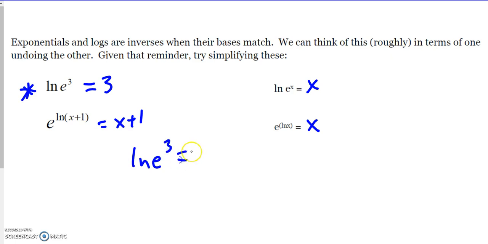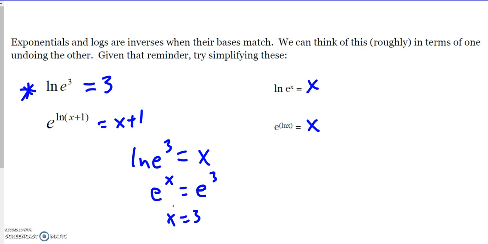If I set that equal to x and said solve for x, hopefully you would take a look at this and say, you know what, I'm going to rewrite this in exponential form. So I'm going to take ln, which is base e, so it'd be e raised to the x equals e to the 3. Again, here the bases are the same, therefore the exponents must be the same. So again, a small little proof of why that actually works.